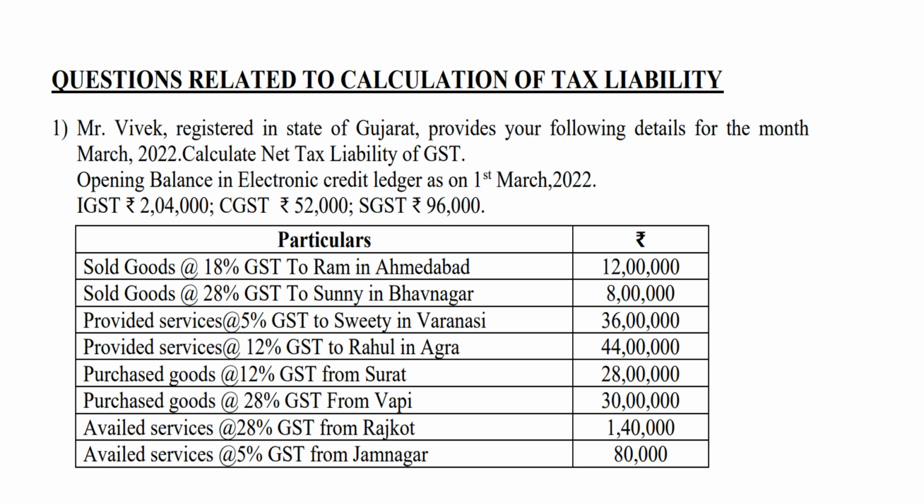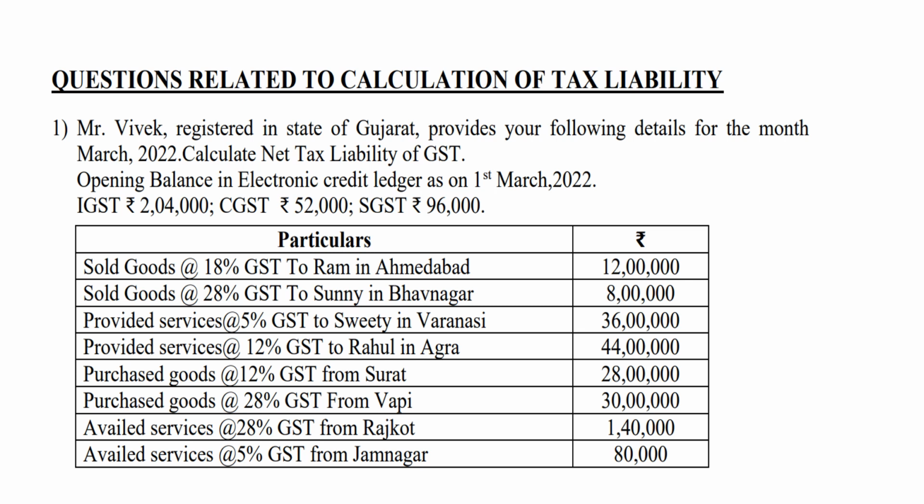Mr. Vivek, registered in the state of Gujarat, provides the following details for the month of March 2022. Calculate the net tax liability of GST. The opening balance in the electronic credit ledger on 1st March 2022 is IGST 2,04,000, CGST 52,000, SGST 96,000. These are the particulars which are given.